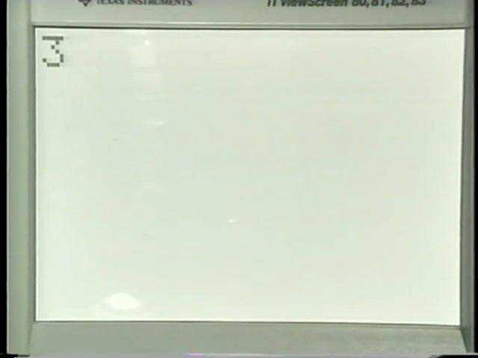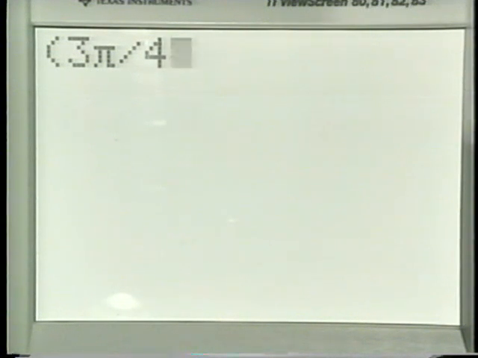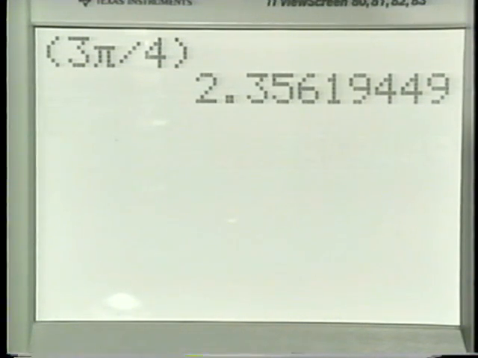I'm going to cheat a little bit. I'm going to put a parentheses. Okay, 3. Now where's the pi? Remember, you go second pi divided by 4. I think I didn't need a parentheses there. Okay, and hit answer there. And I'm going to get something pretty screwy.